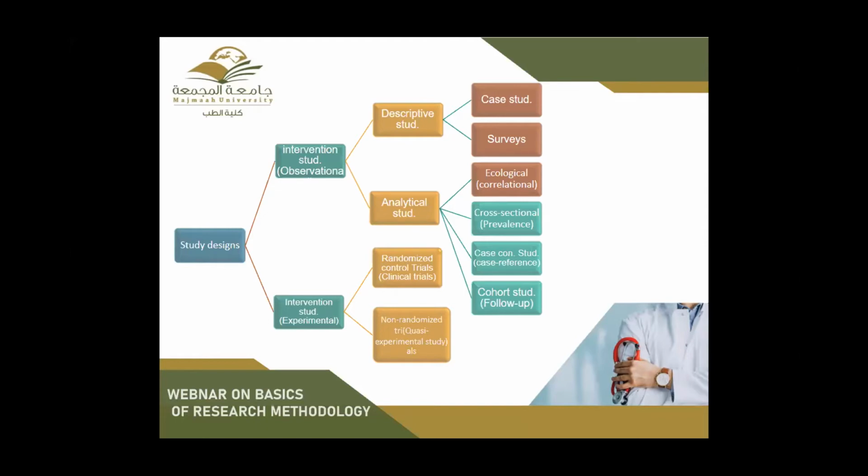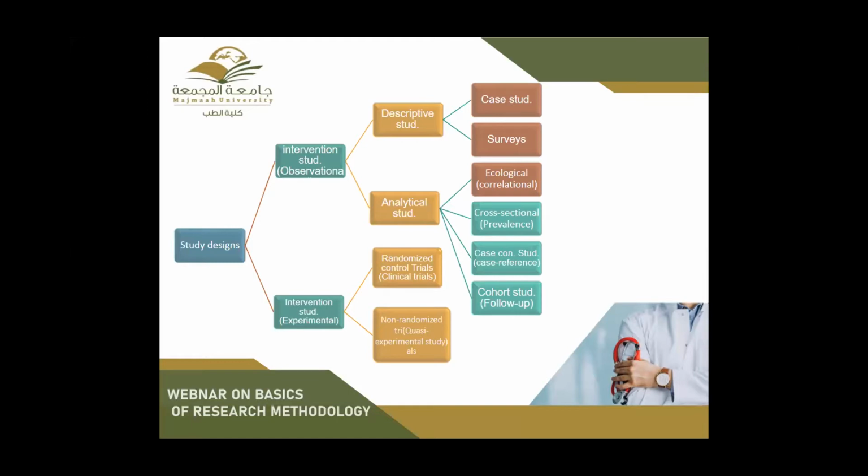So study designs are of two types. Don't forget this. Let us go to observational study designs. Observational are of two types: descriptive, where I will just describe, or analytical, where I will collect my data and analyze it to reach a conclusion. Intervention has two types: randomized control trials, or clinical trials, and non-randomized trials. We will go on in this session and learn the difference between them, so please be with me.